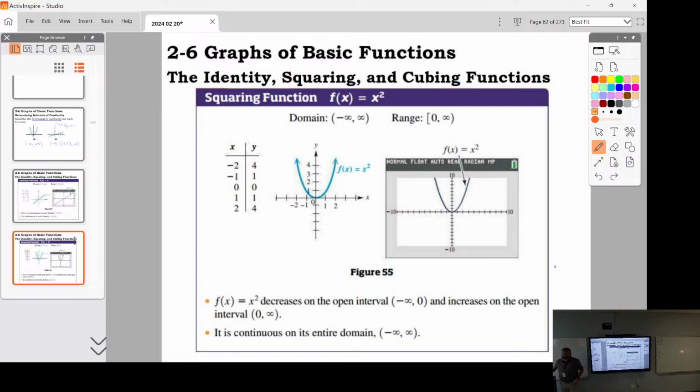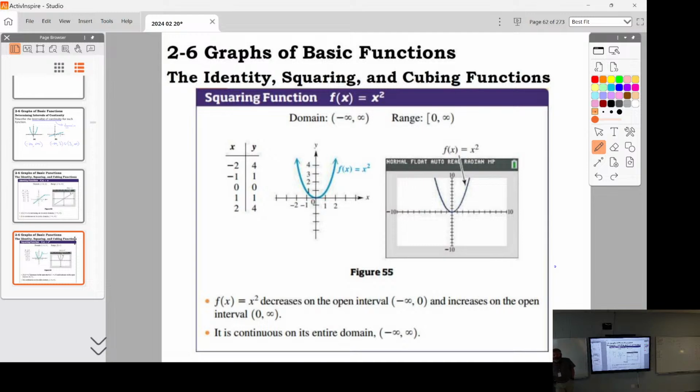Something I noticed on the test, when y'all were talking about intervals of increasing, decreasing, or constant, some people wanted to use brackets. I'm going to say this again. When you're talking about intervals of increasing, decreasing, or constant, you will always use parentheses. Okay. This function can be drawn without lifting up the pencil, so it's continuous on the interval negative infinity to infinity.